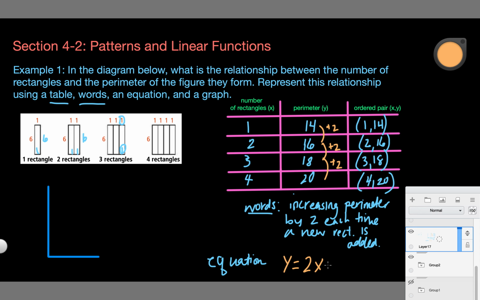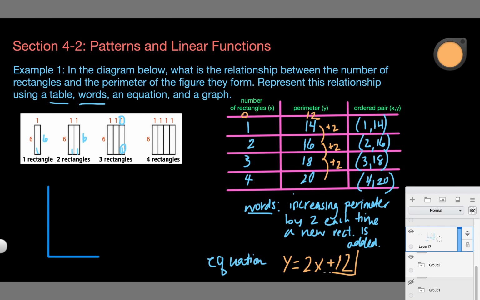So this always happens. Whatever this constant is that it's increasing or decreasing by, we multiply it by x. And then we want to add what we would start with if we had 0 rectangles. So if we follow this pattern backwards, we would have 0 rectangles with a perimeter of 12.